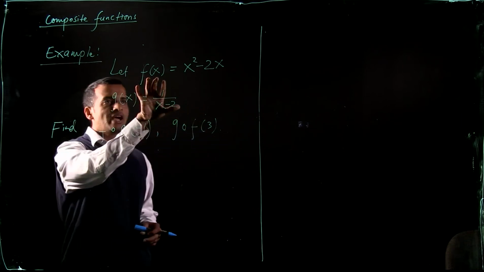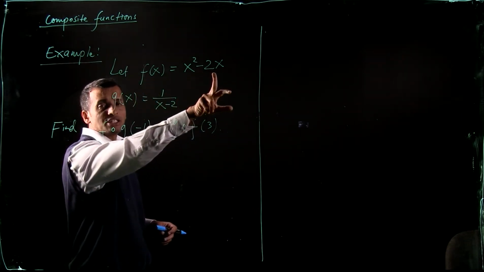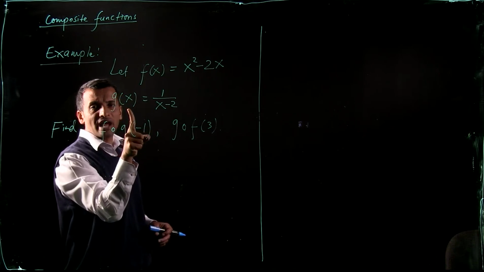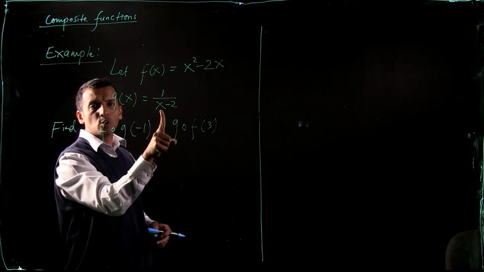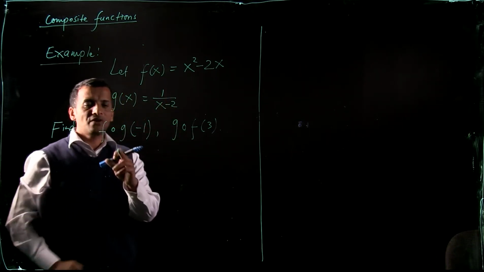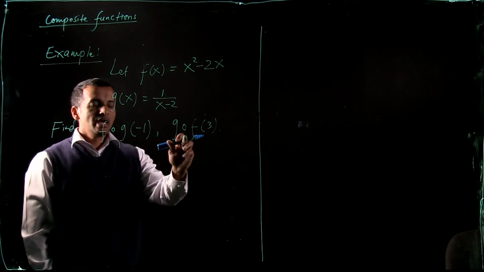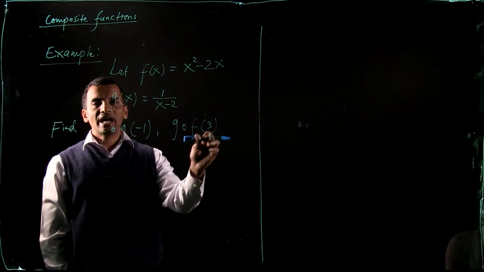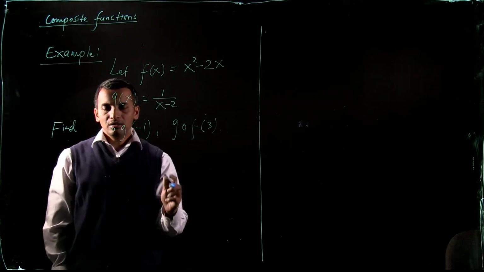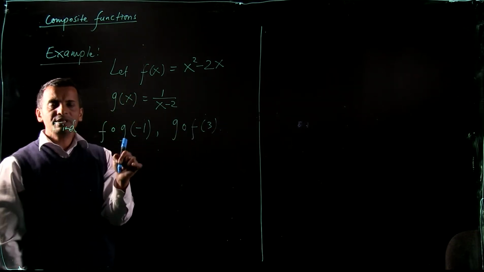Here f of x is given as x squared minus 2x, and g of x is given as 1 over x minus 2. So you want to find f composite g at -1 and g composite f at 3. Okay, so how do we do that? So let me do the first.